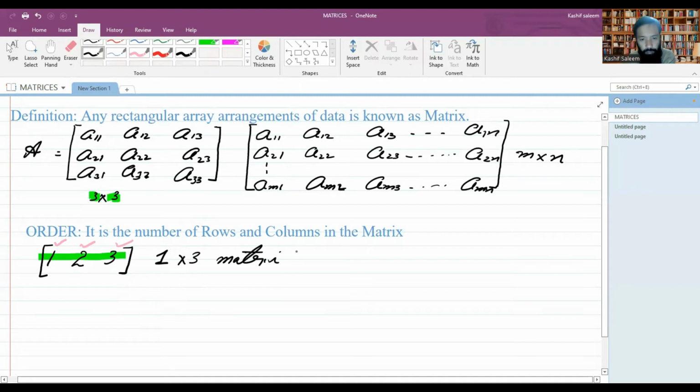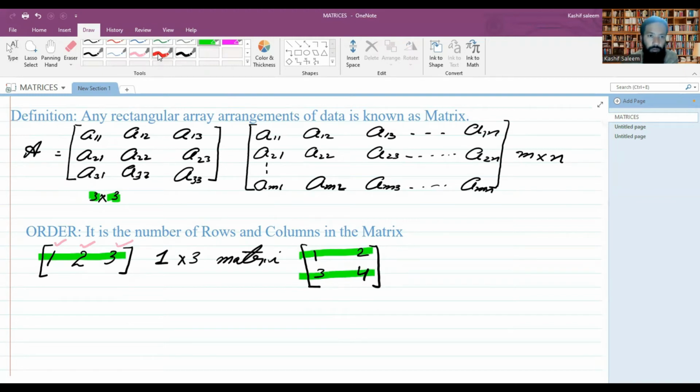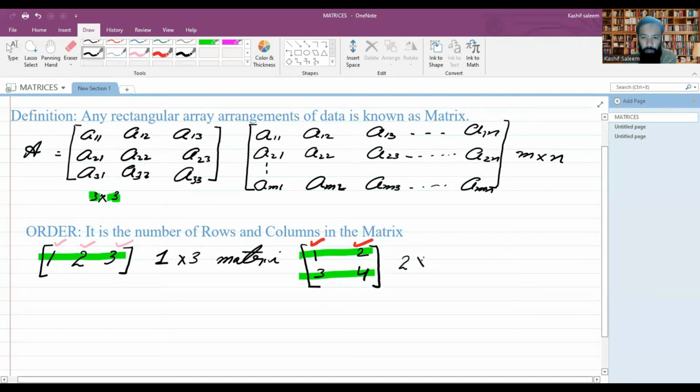Consider another example. 1, 2, 3, and 4. So it has first row and second row. This is first column, this is second column. So the order of the matrix is 2 by 2. Now consider another example. It has only one element, which is 2. So it has one row and one column. So it is a 1 by 1 matrix.